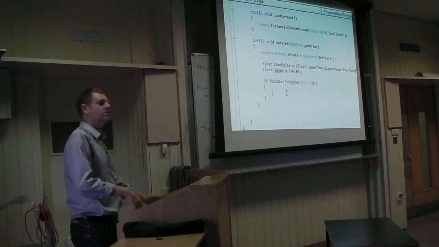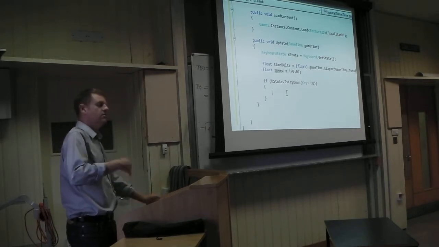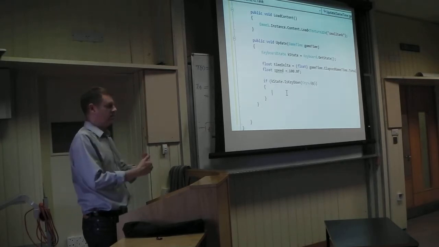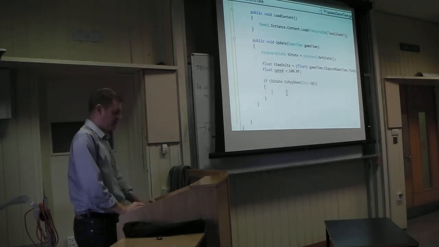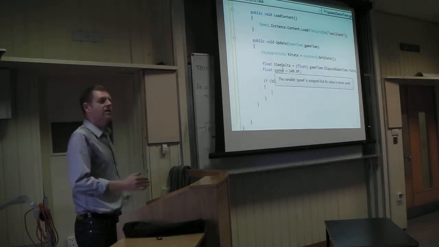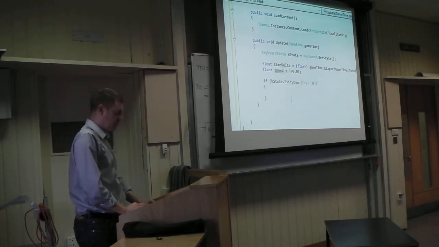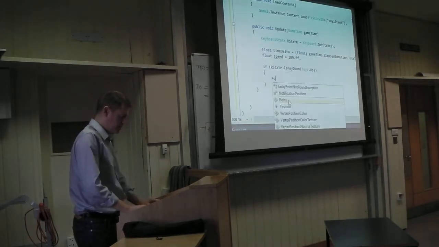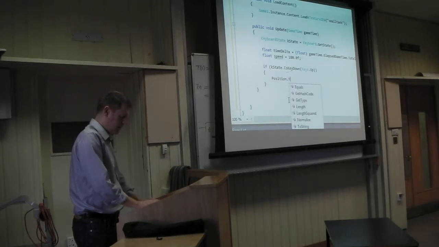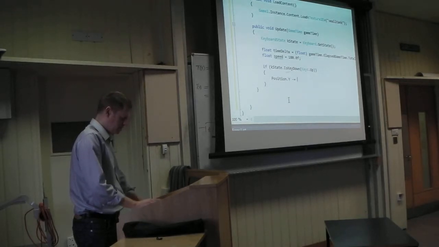So this is like a car travels at 3 meters per second. For 1 second, it's gone 3 meters. For 2 seconds, it's gone 6 meters. So you take the speed multiplied by the time to figure out the distance you want your sprite to move. So we can take position.Y minus equals speed multiplied by time.